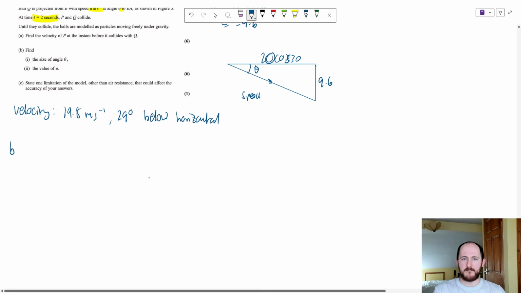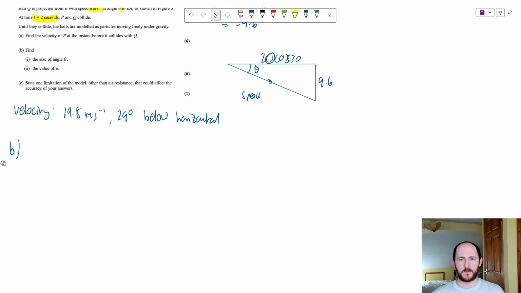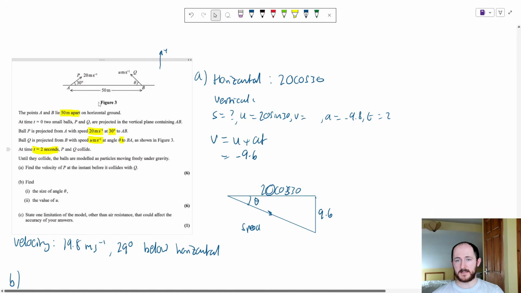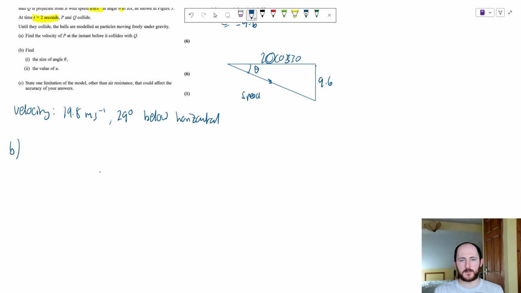Now for part B, finding theta and u. Now there are 2 facts when these things collide. The first one is that their horizontal distances should add up to 50 because they collide somewhere between A and B, right? So let's say if P travels 10 meters horizontally, then that means Q has to travel 40 meters, adds to 50. If P travels 30 meters, Q travels 20 meters because they add to 50. Hopefully that makes sense. So horizontal distances add up to 50 at t equals 2.